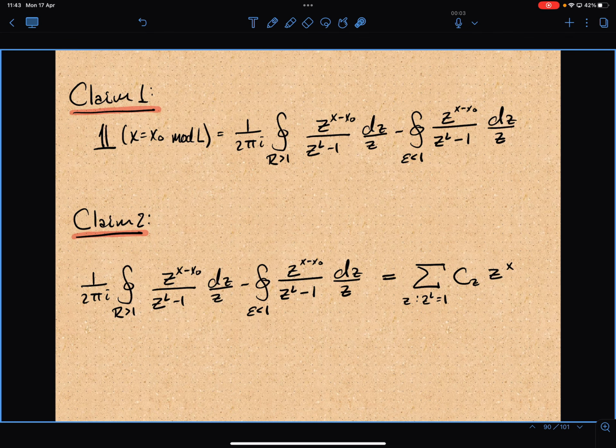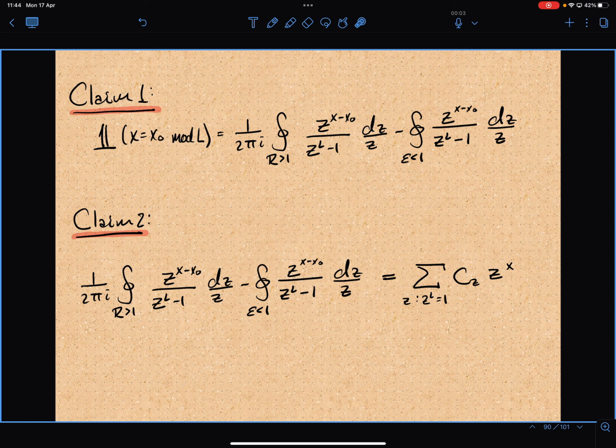So the way that I solve this diagonalization problem is by the following two claims. My first claim is that this indicator function of x equals x naught mod L, I can represent and write as the difference of two contour integrals. And the second claim is that this difference of contour integrals is equal to this linear combination that gives me the initial conditions. So it's a two-step process.